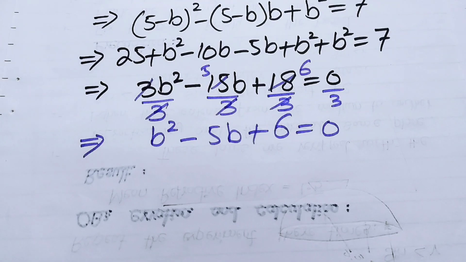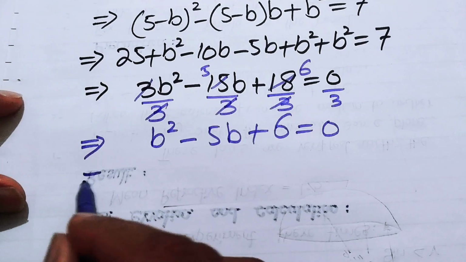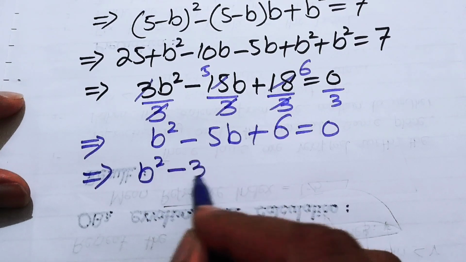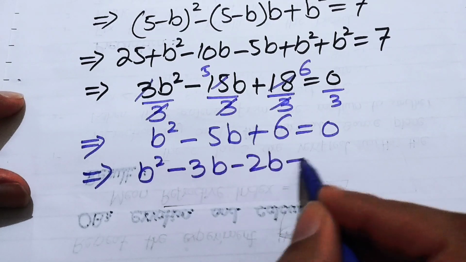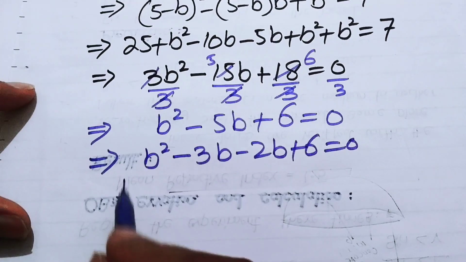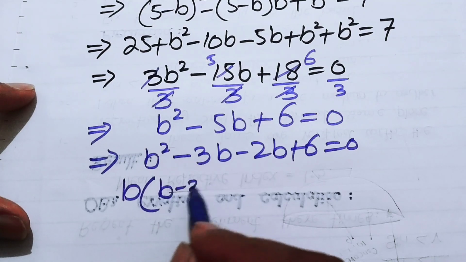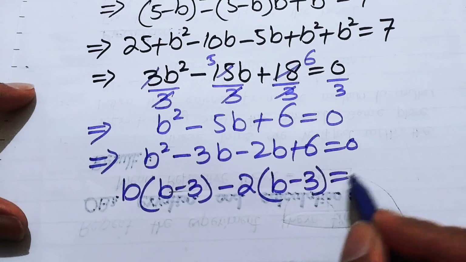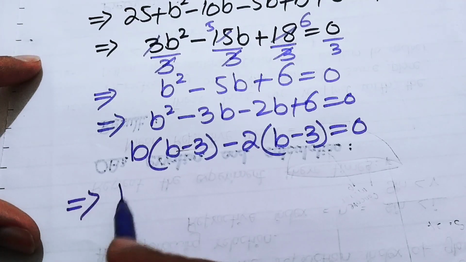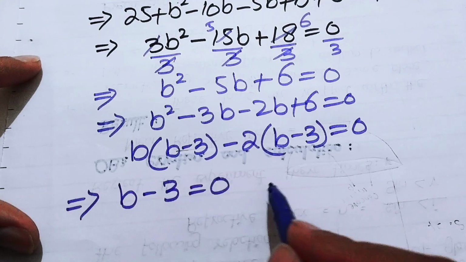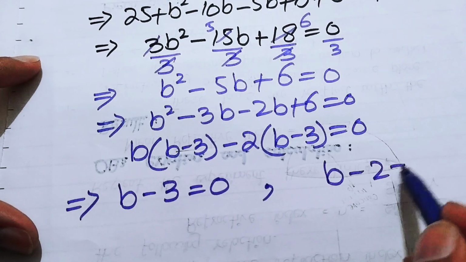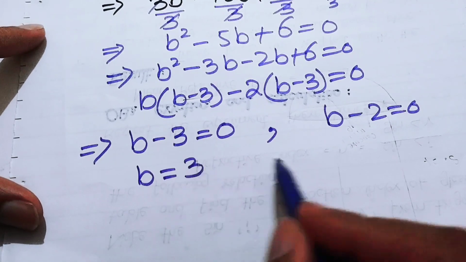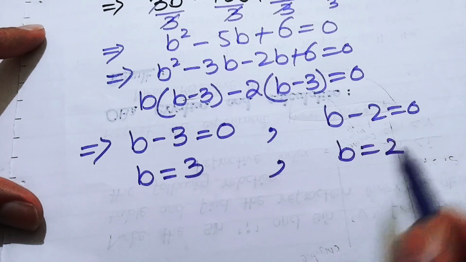So now we will factor this quadratic equation, so the factorization of this equation is b squared minus 3b minus 2b plus 6 equals 0, and here we take b common, and we get b minus 3, and we take minus 2 common, and we get b minus 3 equals 0. So here we have these two factors, b minus 3 equals 0 and b minus 2 equals 0. So we get our first factor b equals 3, and the second factor is b equals 2.